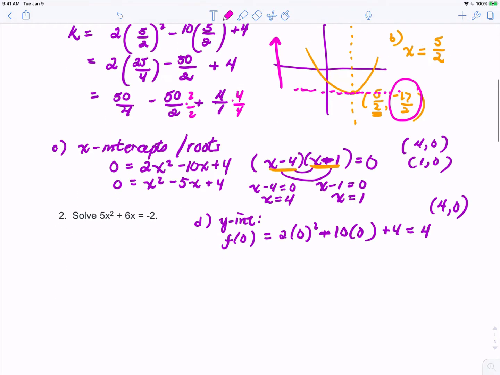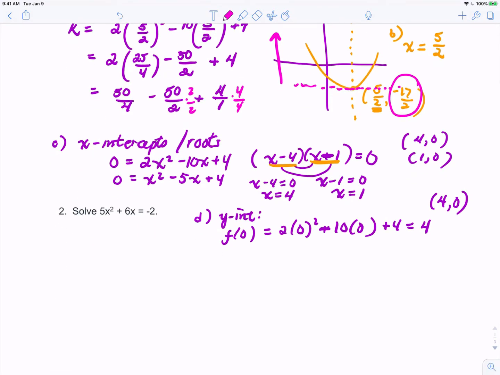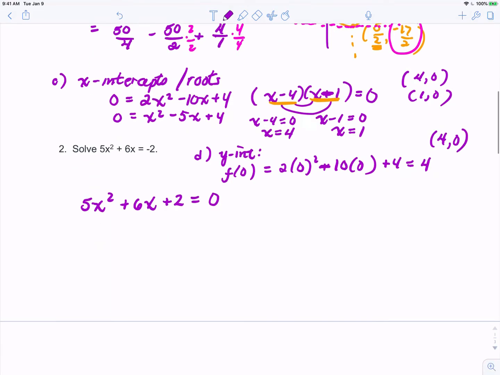Here, let's try the next one. Solve 5x squared plus 6x equals negative 2. So to solve, we want to make one side equal to 0. So I'm going to add 2 to both sides. And then we want to solve. Now we could take a moment to see if it factors, but since so few quadratics do factor, why don't we go ahead and just go straight to the formula.